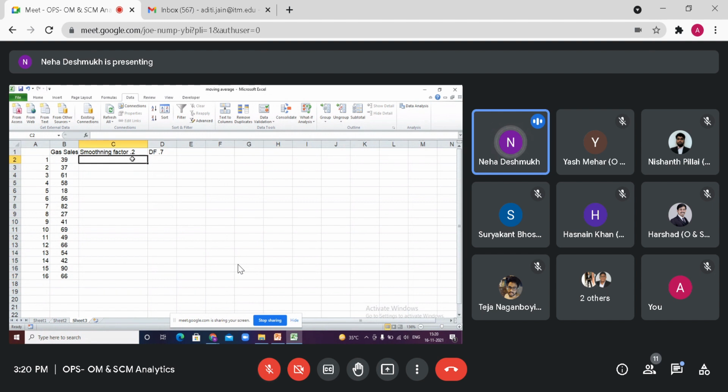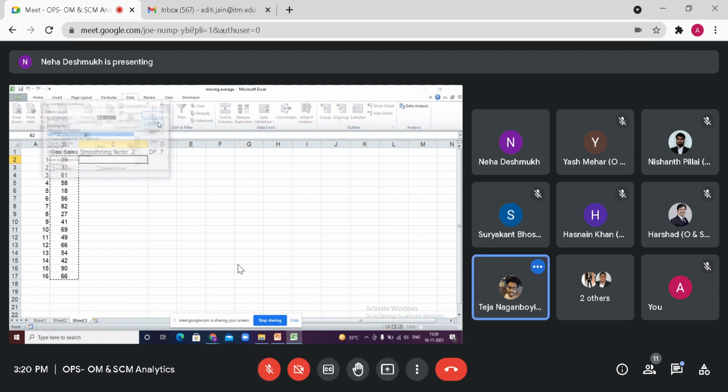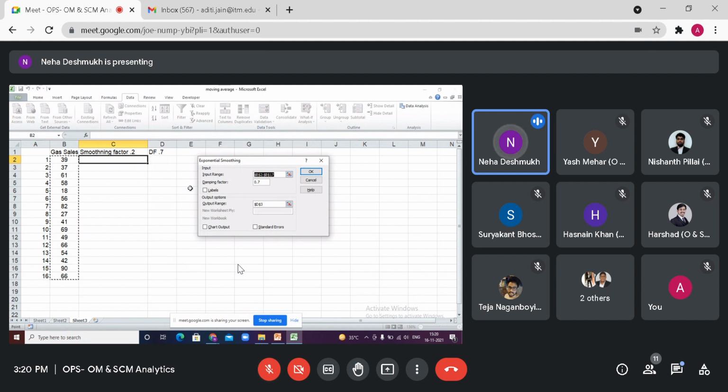With the damping factor 0.2, how to calculate: data, then data analysis, then exponential smoothing. There is exponential smoothing. And third one. Okay, now select the input range. This is our input range. Here for the first value we are smoothing the data by the 0.2 damping factor. Now select the output range. You can select here this one and chart output.